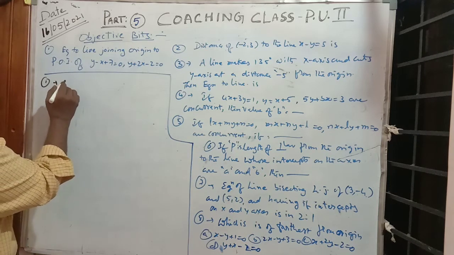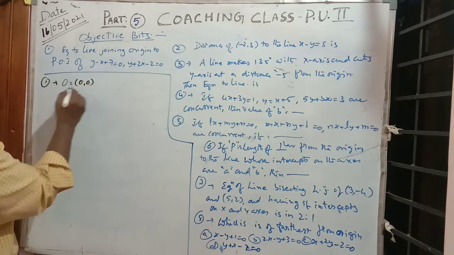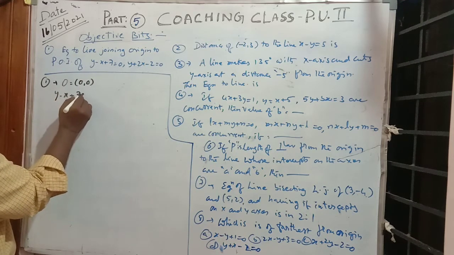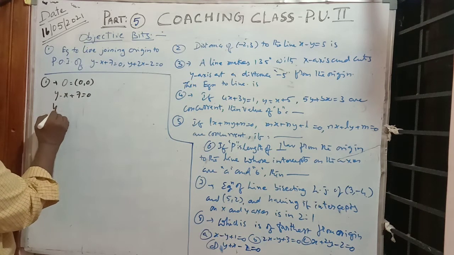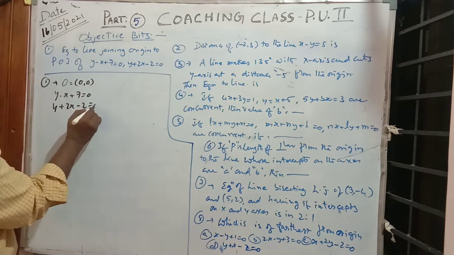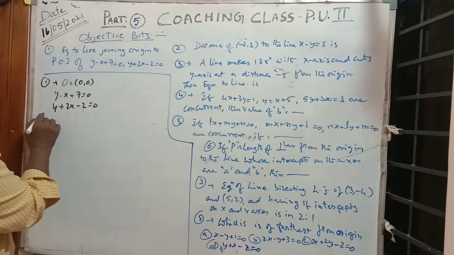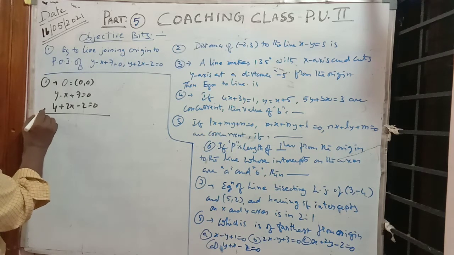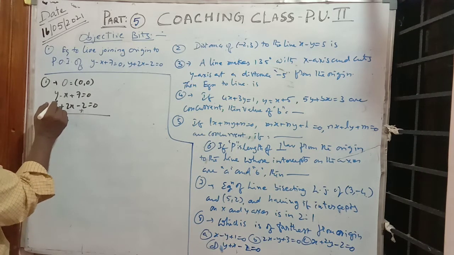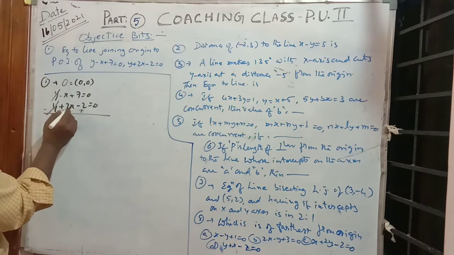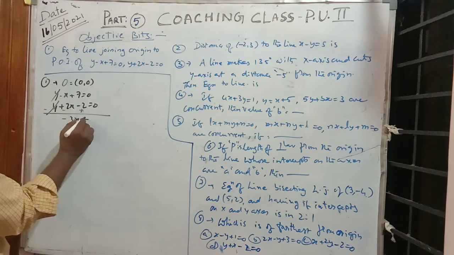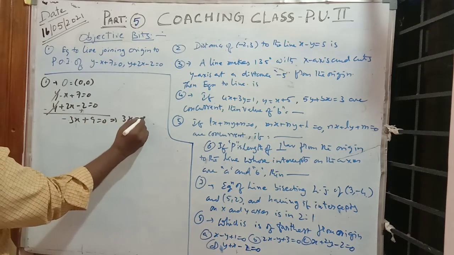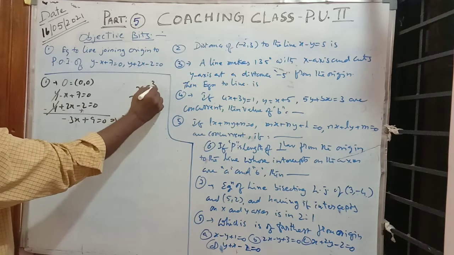You see, the origin is 0, comma 0. And the lines are y minus x plus 7 is equal to 0, and y plus 2x minus 2 is equal to 0. These are two lines. We solve it because it is minus, it is plus, y cancels. Minus 2x minus x is minus 3x. 7 plus 2 is 9, equal to 0, which implies 3x is equal to 9. We get x is equal to 3.